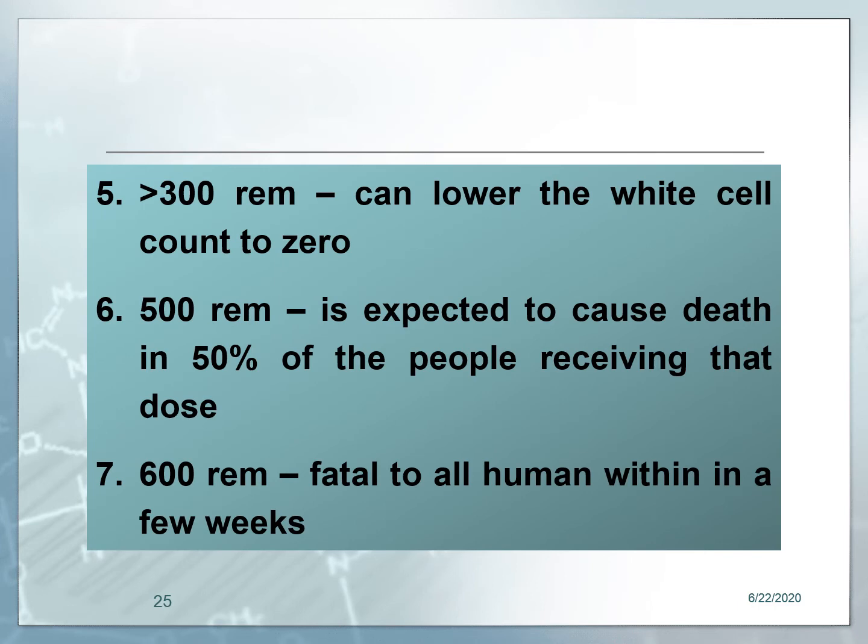More than 300 rem can lower the white cell count to 0, which means there is no protection in our body. If you receive 500 rem, it is expected to cause death in 50% of the people receiving that dose. This amount of radiation is called the lethal dose for half the population, LD50. A radiation dosage of 600 rem is fatal to all humans within a few weeks.